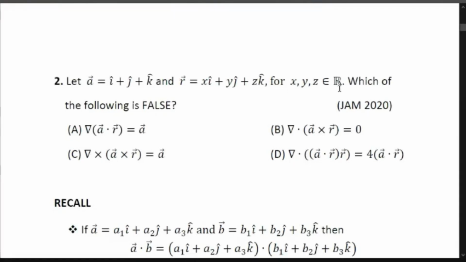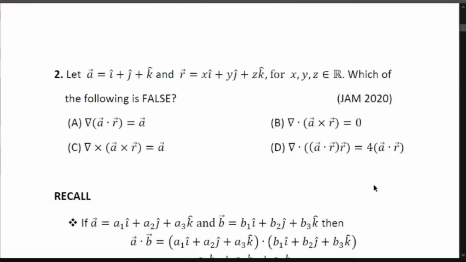For x, y, and z in R, which of the following is false? So we need to find the false statement from the following. The statements are: del of a dot r, the vector a dot r, is equal to the vector a. Del is the gradient. Del dot a cross r is equal to 0. Del cross the vector a cross r is a, vector a. Del dot a dot r times r is equal to 4 times a dot r. So these are the options. We need to find the false statement, so you have to verify each and every statement given here.